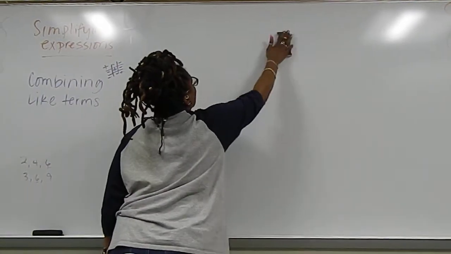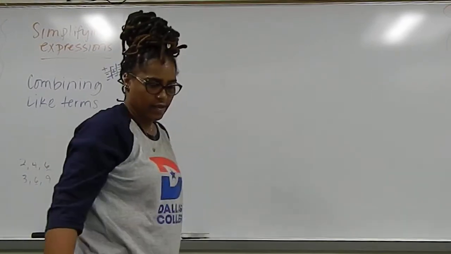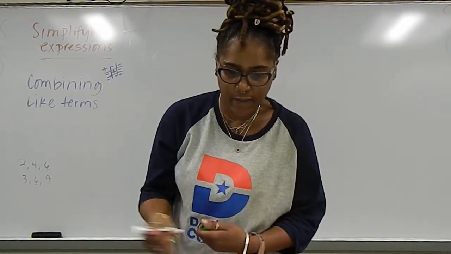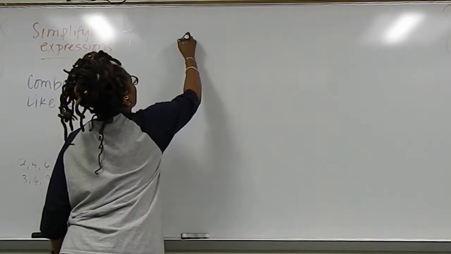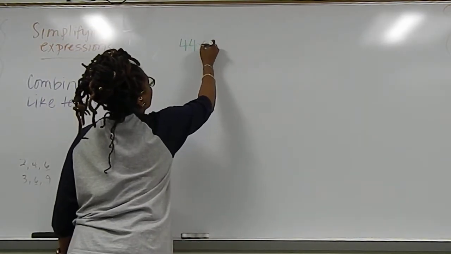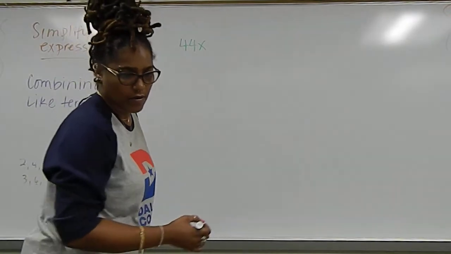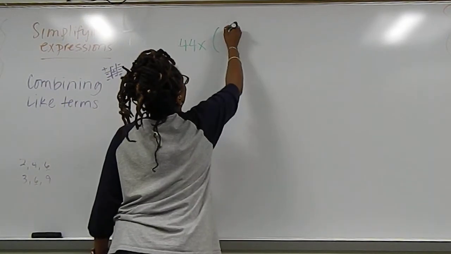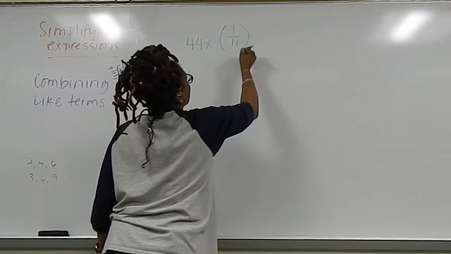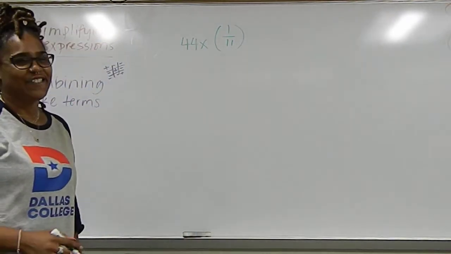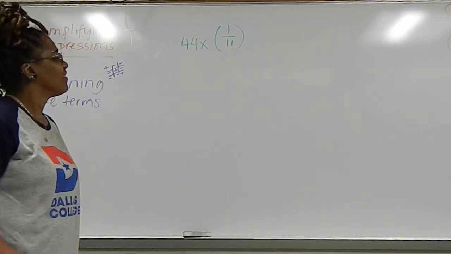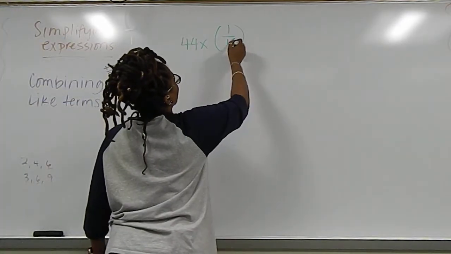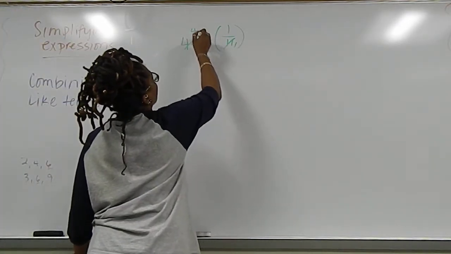We'll do one more that I think looks kind of funky. How about 44x times 1/11? Is that challenging enough for you? No? Because 11 is a factor of 44. 11 goes into 11 one time. 11 goes into 44 4 times.